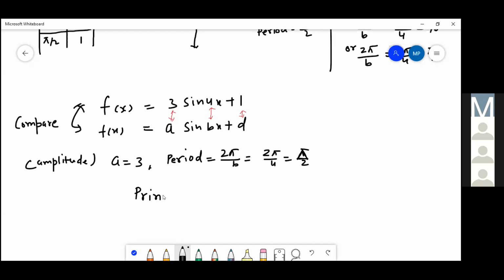And the principal axis is y equals 1, because d equals 1. Whatever value d equals, that will be y equals. So this is a very quick shortcut, but you must understand this on the graph.